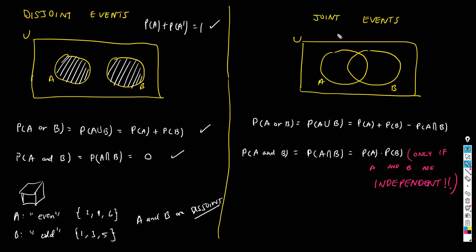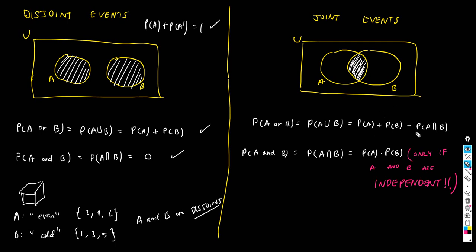When A and B are joint events. Remember, joint events means that they share at least some outcomes, at least one outcome they share in common. So what is the probability of A or B? It's this formula, guys: the probability of A plus the probability of B minus the probability of the intersection, the probability of A and B, which is this little part.